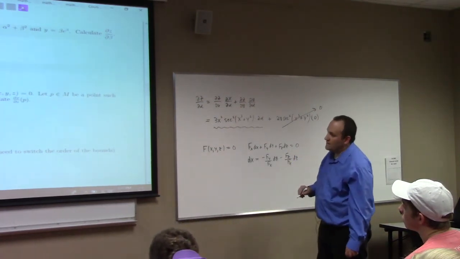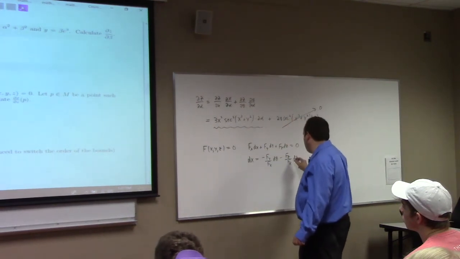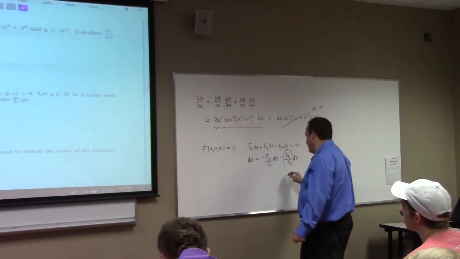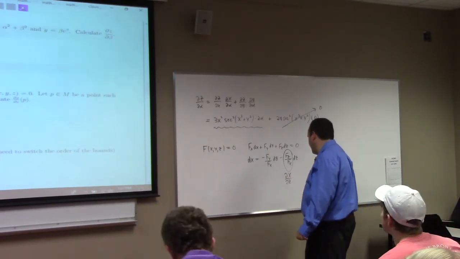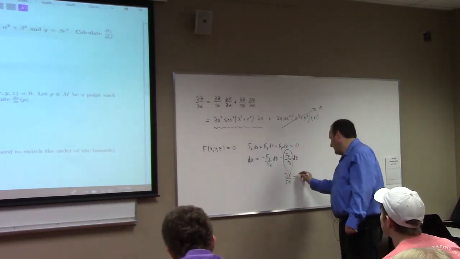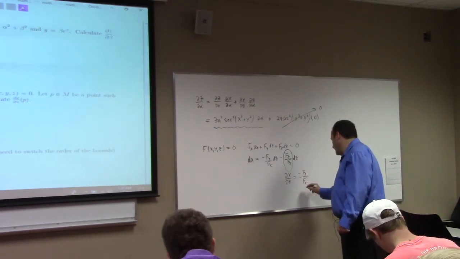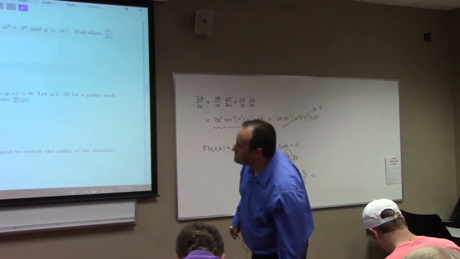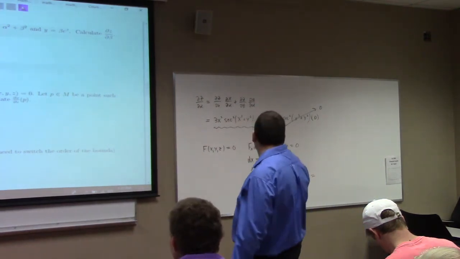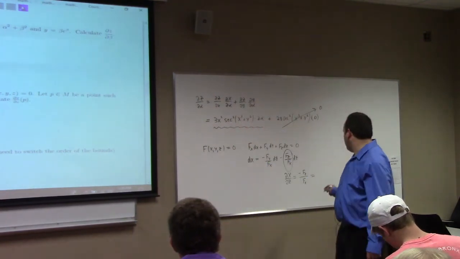And what was I asked to calculate? Partial x, partial z. So that's going to be this one. This will tell me what is partial x, partial z at the point. So partial x, partial z is going to be minus fz over fx at the point in question, which in this case is minus 2 over 11.